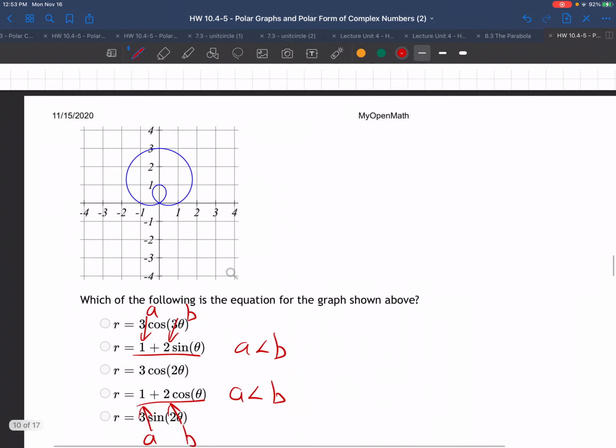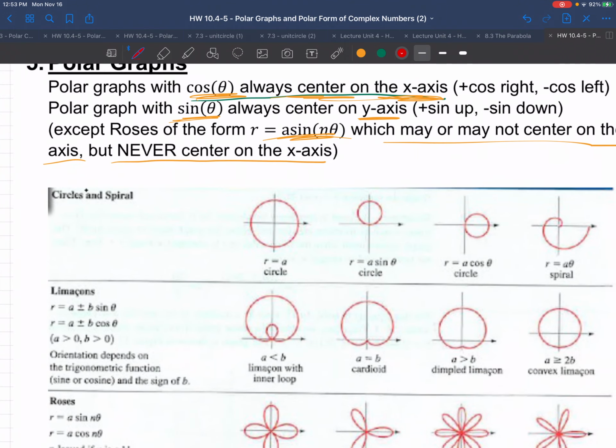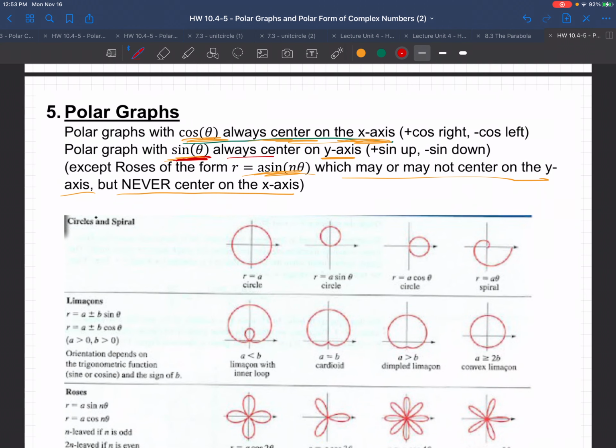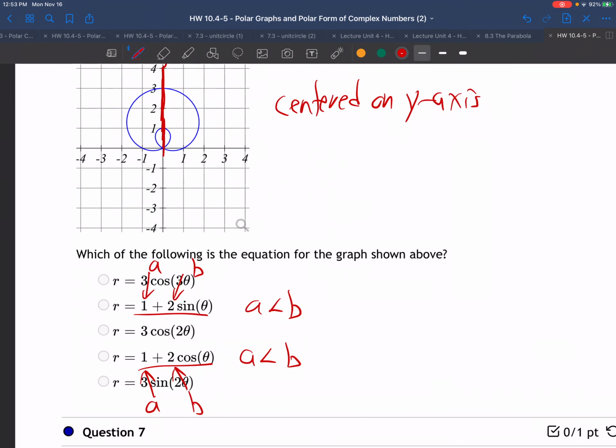Well, notice this graph right here, the y-axis goes right through the center of it. This graph is centered on the y-axis. So if you go back to the notes, I wrote a note up here for you. Sine of theta is always centered on the y-axis, whereas cosine is centered on the x. So that's been from the beginning of the course, right? Cosine has been x, sine has been y. So this has got to be a sine graph, not a cosine. So this one is the sine, not the cosine, because it's centered on the y-axis.